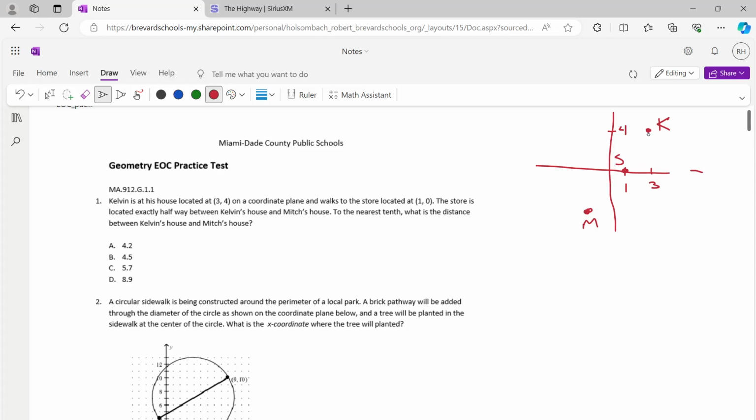All right. Well, if we form this into a right triangle and we find this hypotenuse from S to K and then multiply it by 2, it'll give us the distance from K to M. So the horizontal piece of this triangle is 2. The vertical piece of this triangle is 4. And 2 squared plus 4 squared equals SK squared.